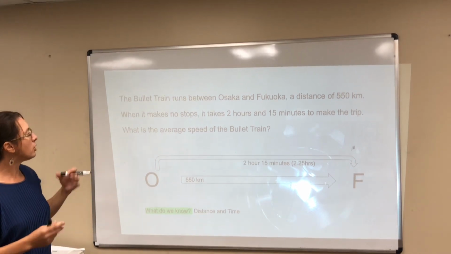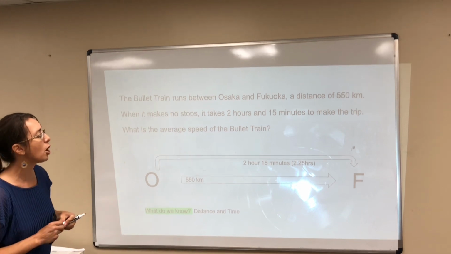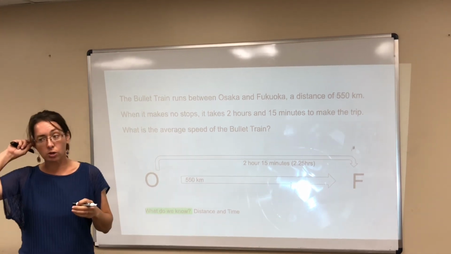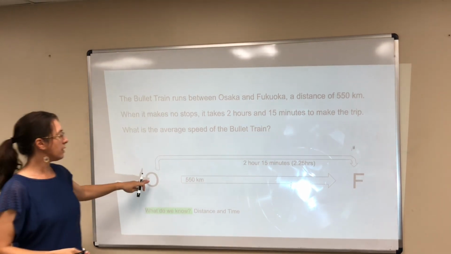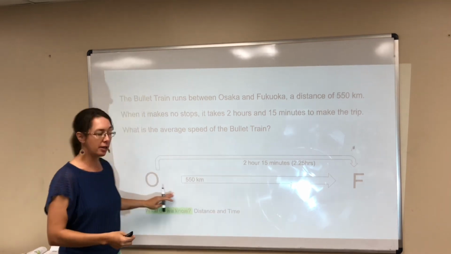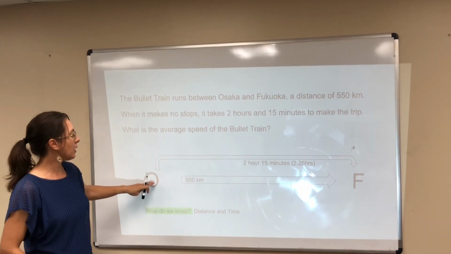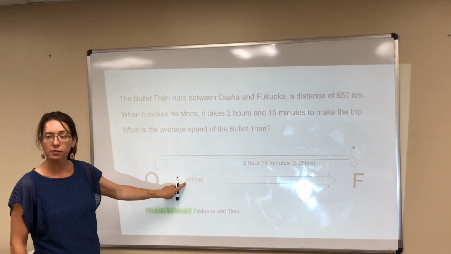It says the bullet train runs between Osaka and Fukuoka. I'm a very visual person. Some people can do it all in their head. I can't do that. So the first thing I do on my paper is write an O and an F, so I can visually see what goes out. The distance is 550 kilometers, so I'm writing 550 kilometers.